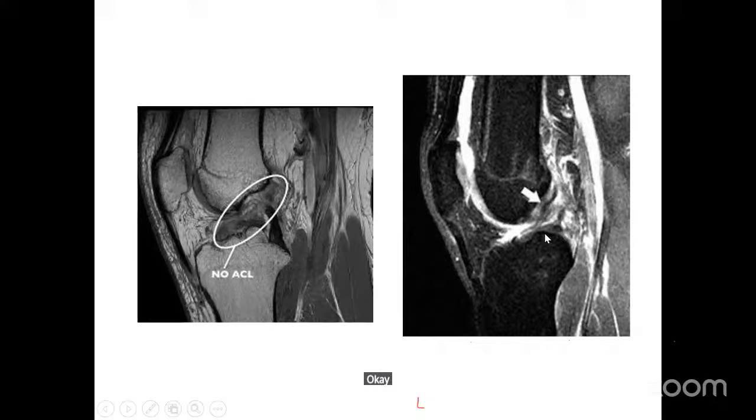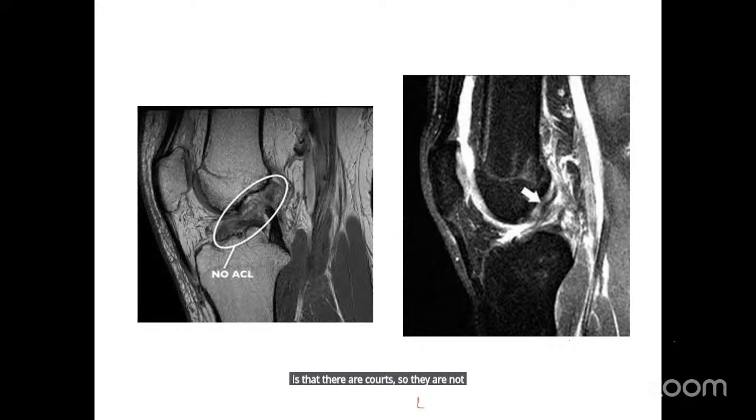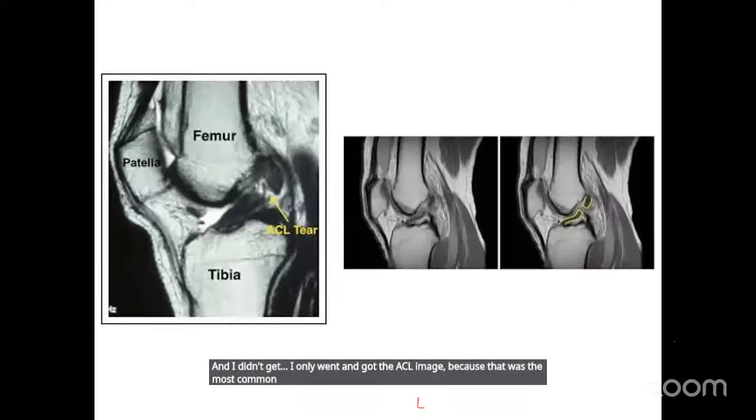What are the posterior structures, sir? The posterior one, can you identify it on that picture? You know, they are not on the same plane. These are slices. What do I mean by slices? They are cuts, so they are not on the same plane. And I only got the ACL image because that's the most common one. But I think when we come to see it.